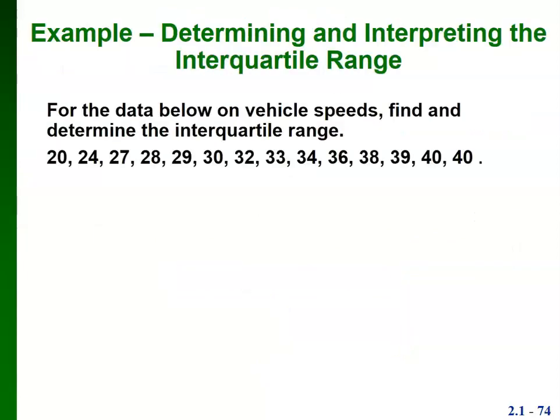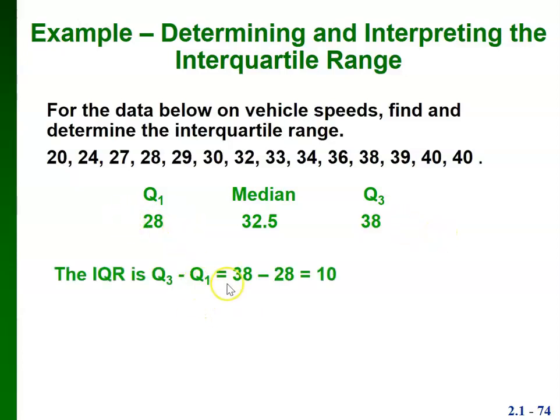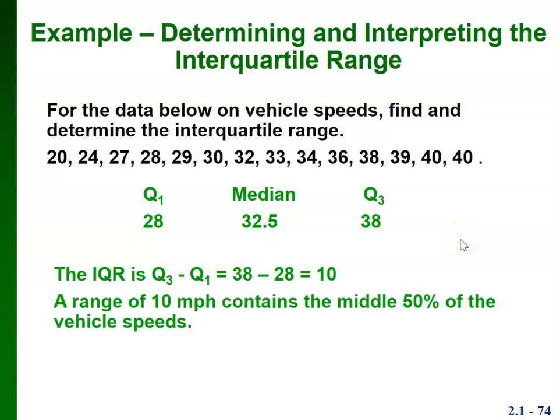Again, we've got our same list of data values. We've got our quartiles. And our IQR for this would be the difference between the Q3 and the Q1. The IQR would be 10. There's a distance of 10 units between the first quartile and the third quartile. And that range includes 50%, the middle 50% of the data values.